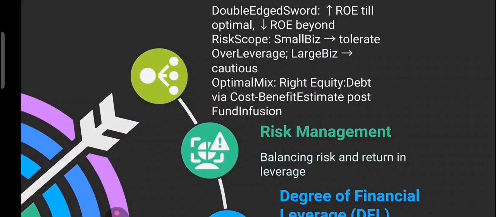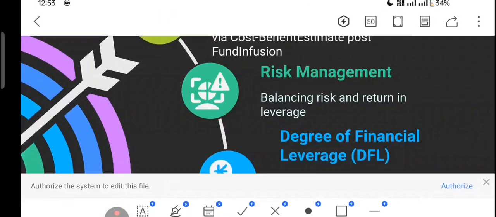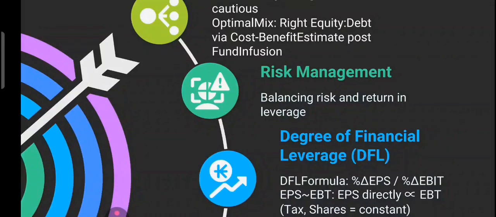and proper funding strategy comes into play. Then we have something called risk management. So risk management is all about balancing gain with stability. You can see balancing risk and return in leverage. So risk management is all about balancing potential gain with financial stability. So more debt means more profit, but only if managed smartly.